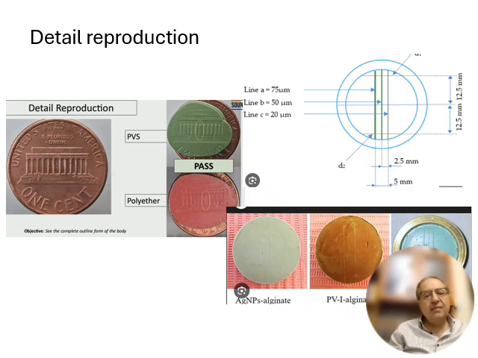Here we can see, for example, a test where we take a 1 cent coin and this coin is impressed with A-silicone. We can see the small details of the structure over this 1 cent. As the impression material flows and captures the details, it will be able to reproduce these details with fidelity on the surface.